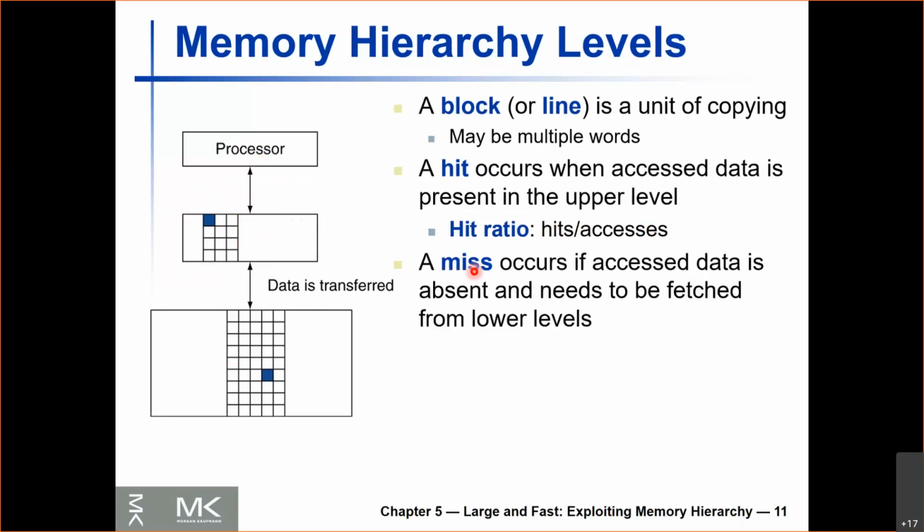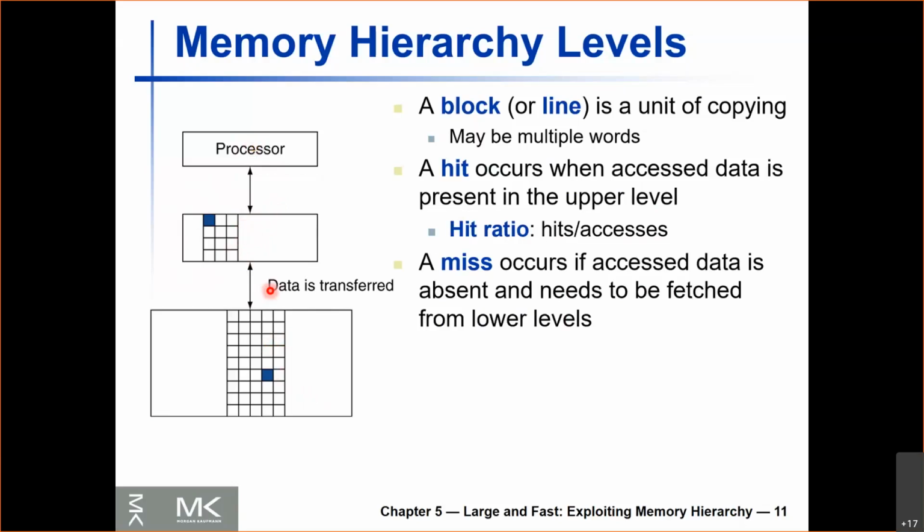A miss occurs if the access data is not present. So if the data is present in this higher level in the hierarchy, but not present in the lower level, then we say that we have a miss because the processor tries to access the data, it doesn't find it. So it has a cache miss, it has to go to the next level in the hierarchy.